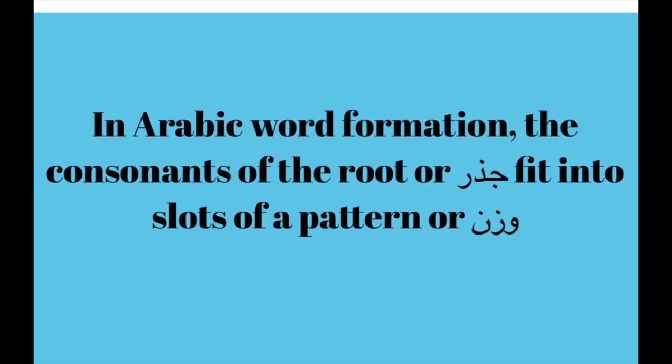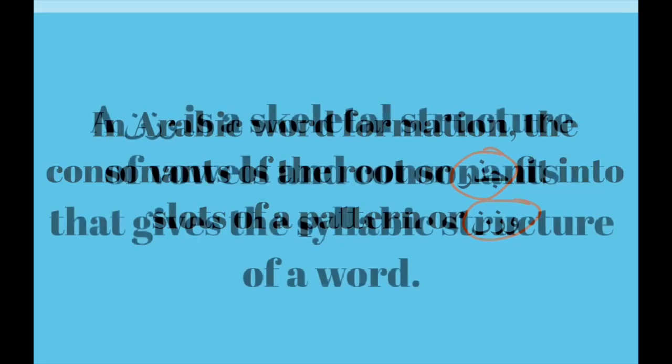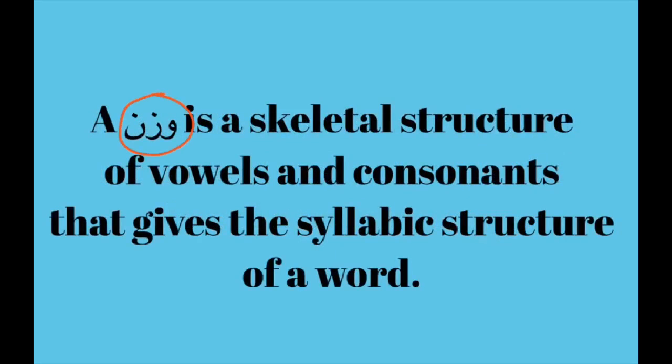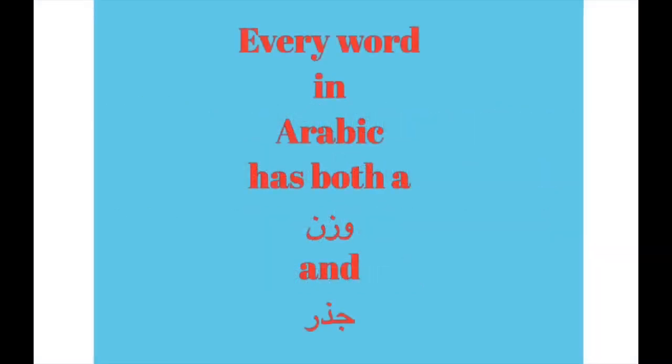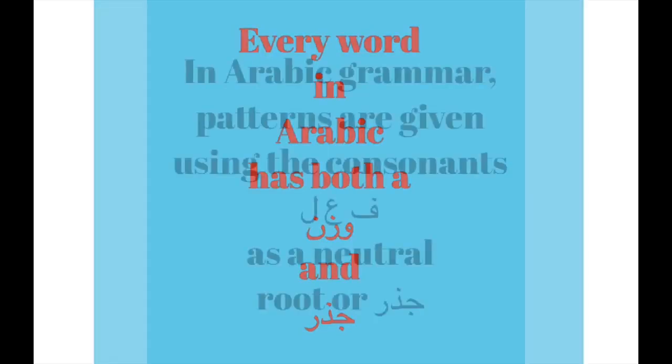In Arabic word formation, the consonants of the root, or al-judr, fit into the slots of a pattern, or wazn. A wazn is a skeletal structure of vowels and consonants that gives the syllabic structure of a word. Every word in the Arabic language has both a wazn and a judr, a pattern and a root.